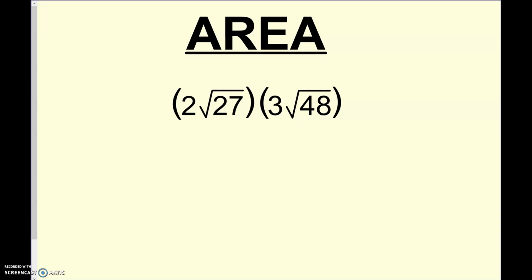Okay, so area. Multiplying these together. Now, there's more than one way to do these, so just know that the way I do it is not necessarily the only way. 2 times 3 is 6. I'm going to multiply those together. Now the square root of 27 can be broken down into the square root of 9 and the square root of 3. The square root of 48, isn't 48 divided by 16, isn't that 3? So we have the square root of 16 and the square root of 3. All right, so we still have this 6.